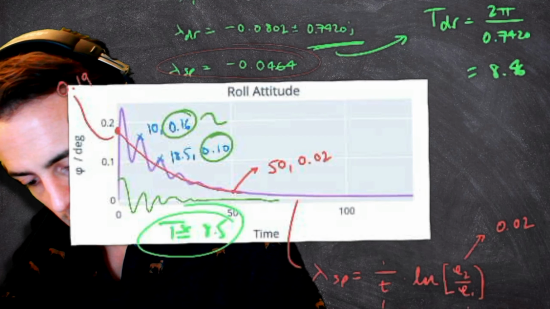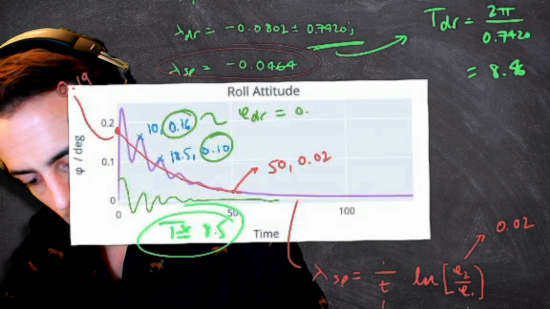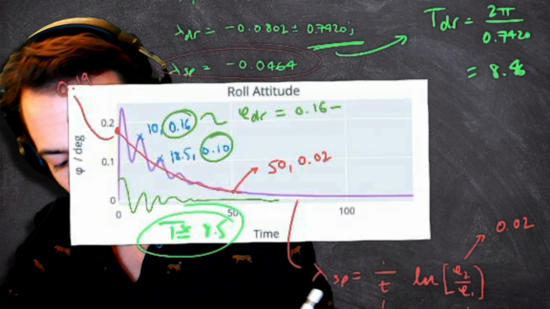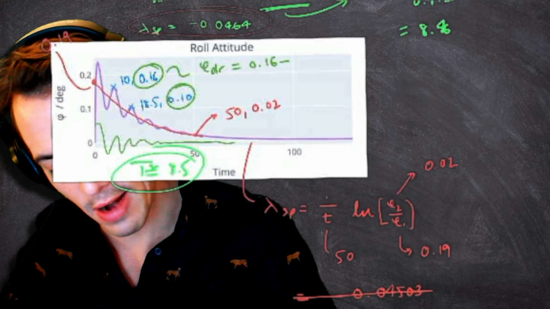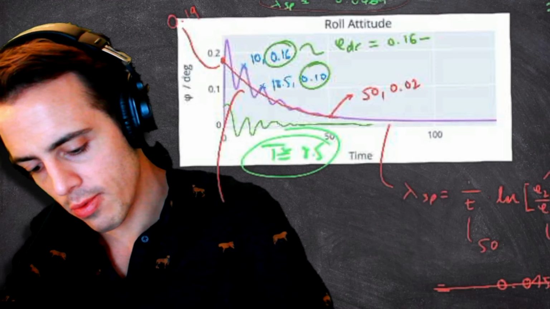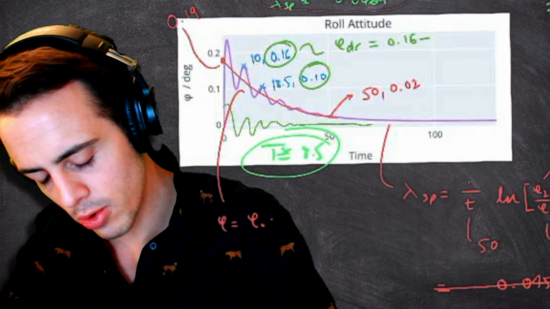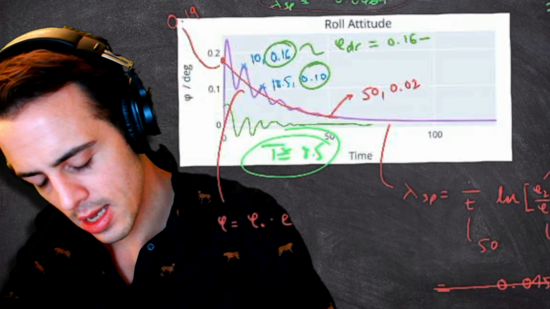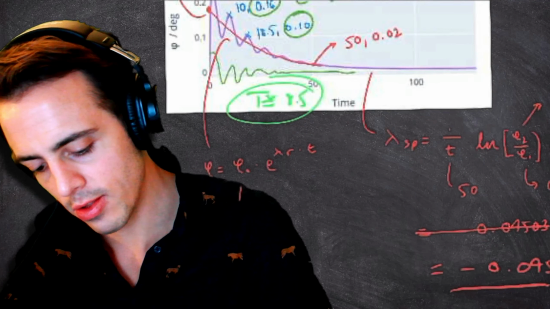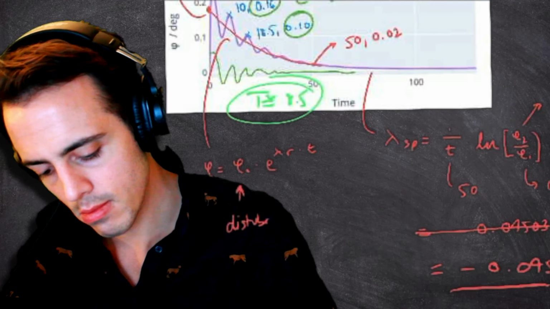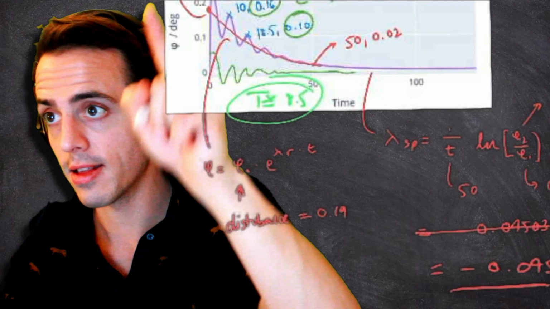So I'm going to say that the phi due to the Dutch roll is equal to 0.16 minus this exponential function that we've just created. I never actually wrote it down, but this one here is the roll. So you've got a roll naught multiplied by e to the lambda roll multiplied by time, where roll naught is just the disturbance, which is that initial value that we said was 0.19, which is where it intercepted the curve.